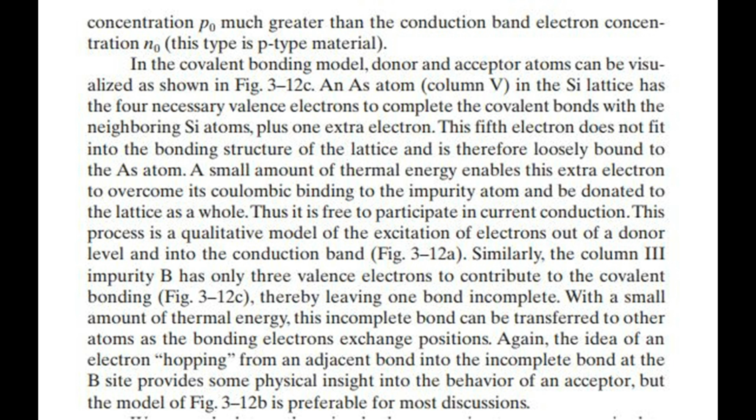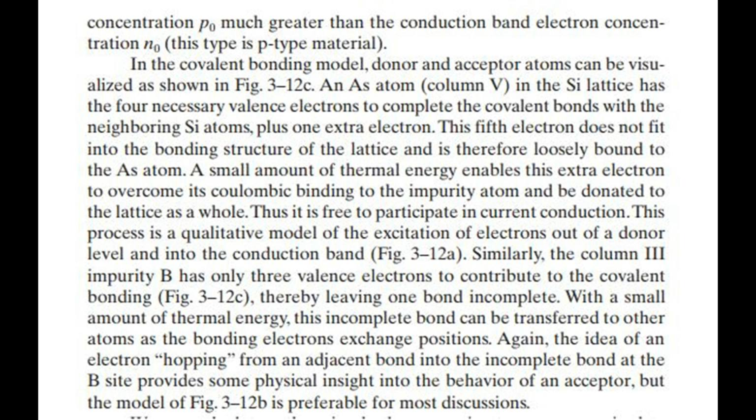An arsenic atom, column 5, in the silicon lattice has the 4 necessary valence electrons to complete the covalent bonds with the neighboring silicon atoms, plus 1 extra electron. This 5th electron does not fit into the bonding structure of the lattice and is therefore loosely bound to the arsenic atom. A small amount of thermal energy enables this extra electron to overcome its coulombic binding to the impurity atom and be donated to the lattice as a whole. Thus it is free to participate in current conduction.